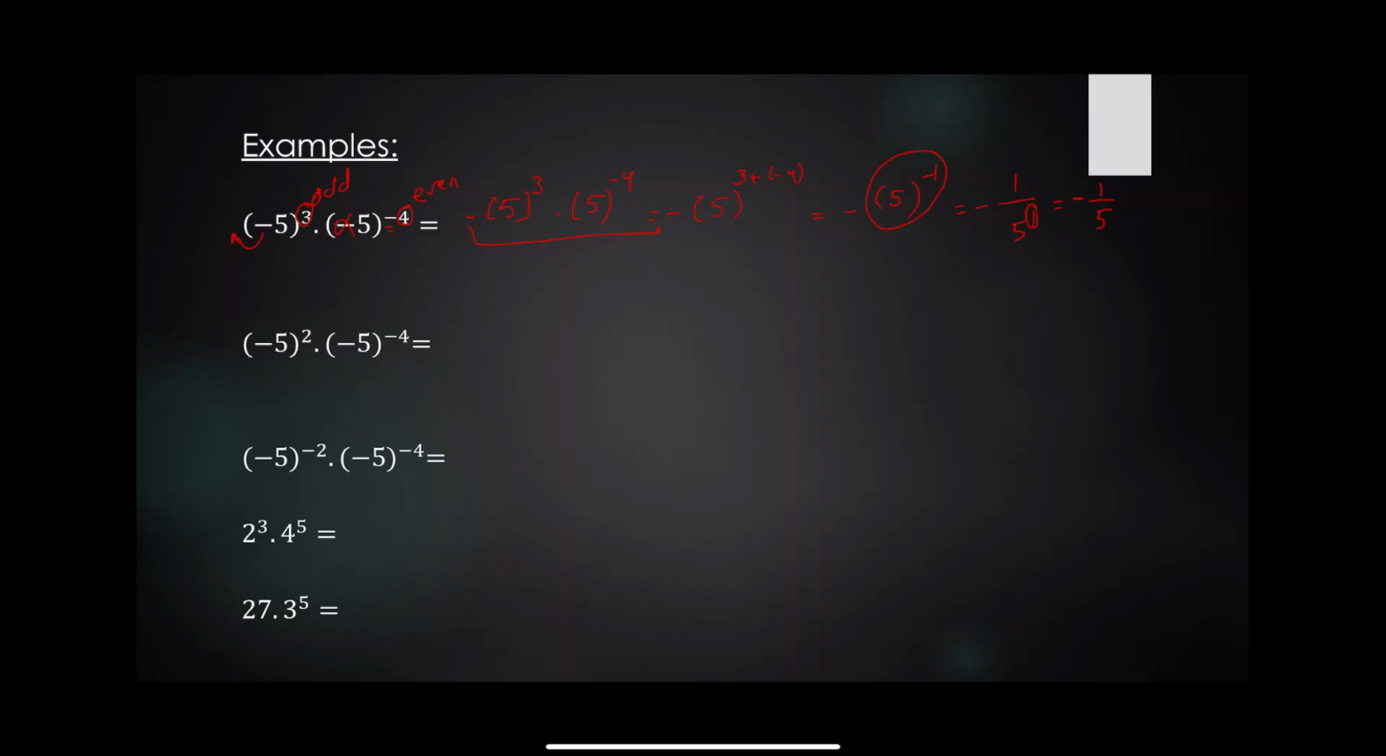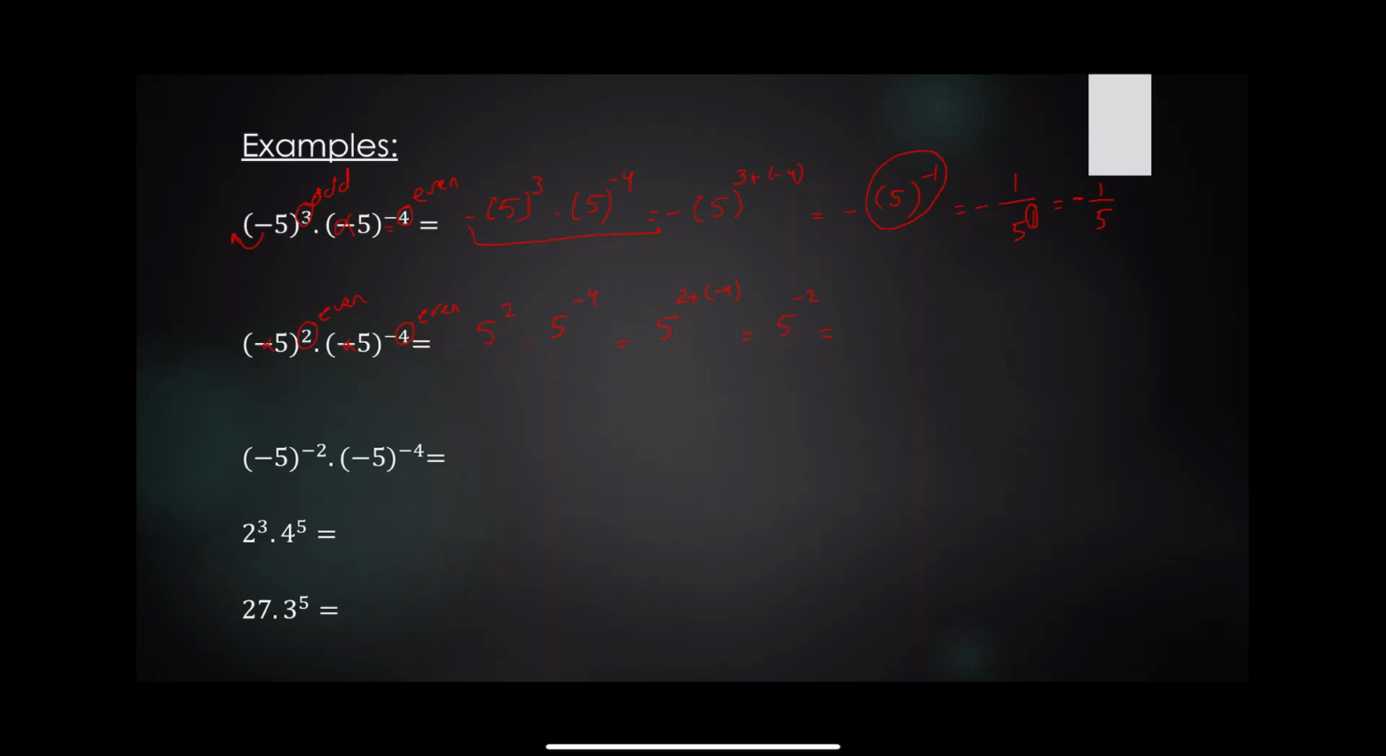Okay, negative 5 to the power 2 and negative 5 to the power negative 4. This is even, and this is even again. So cancel this and cancel this, as if we are multiplying 5 to the power 2 times 5 to the power negative 4. So it's 5 to the power 2 plus negative 4, which is 5 to the power negative 2.